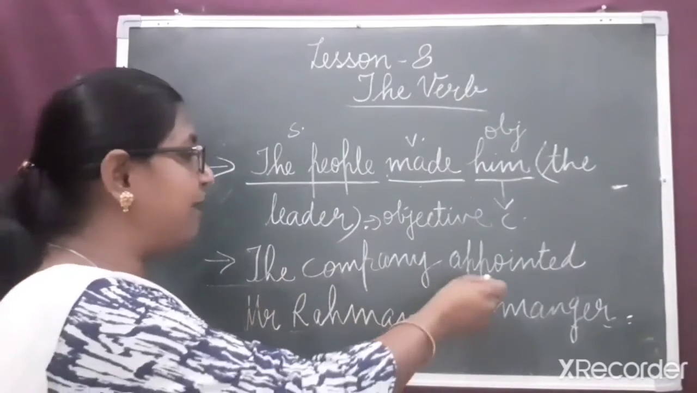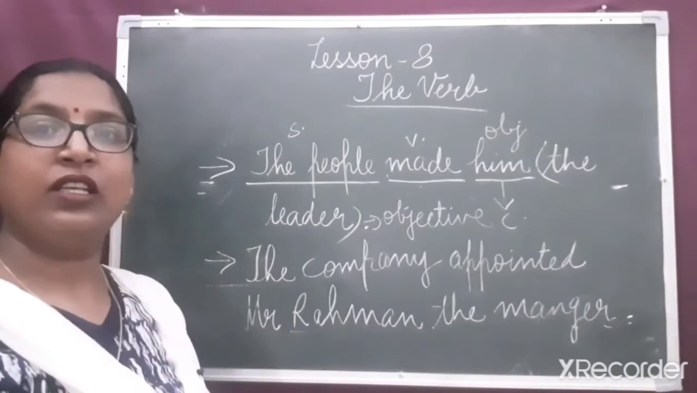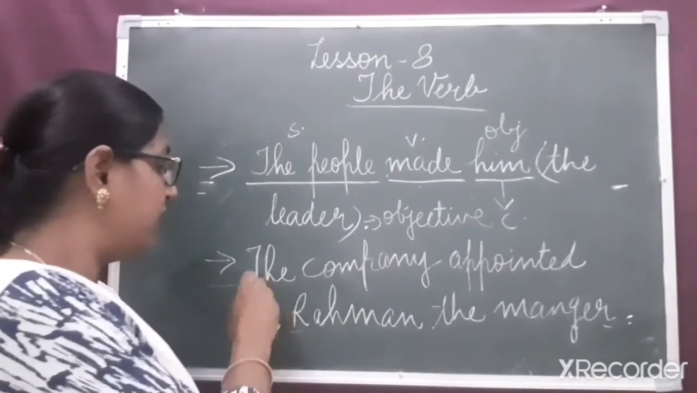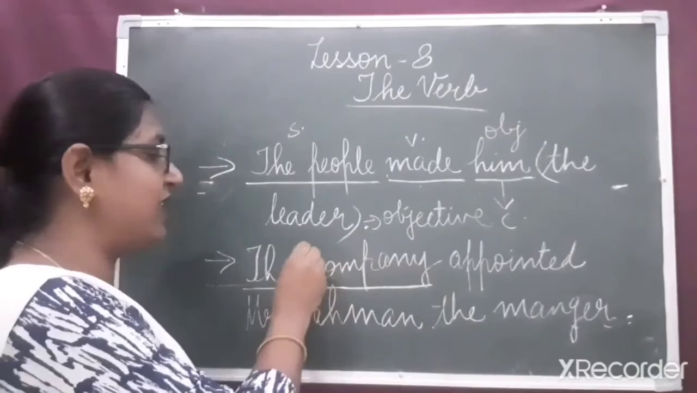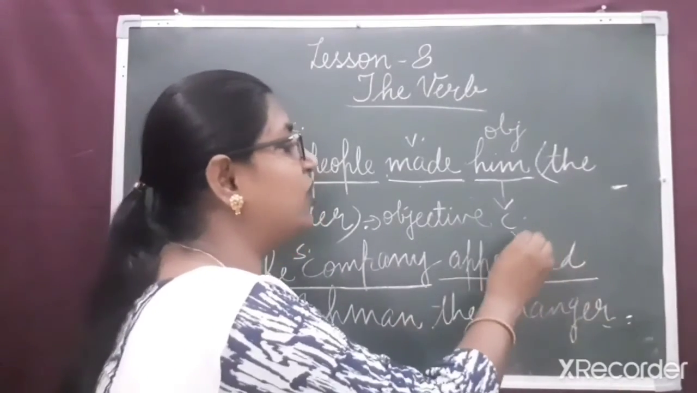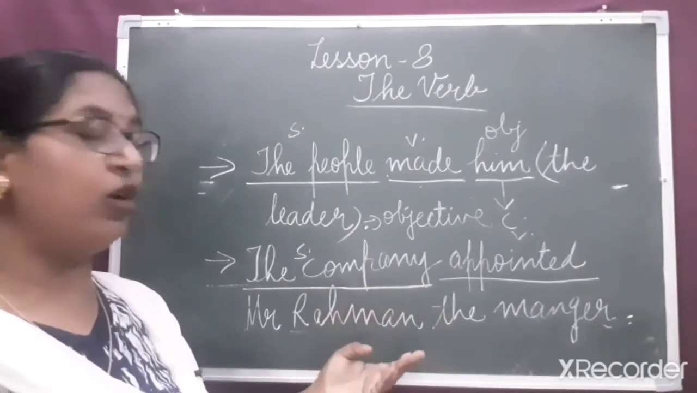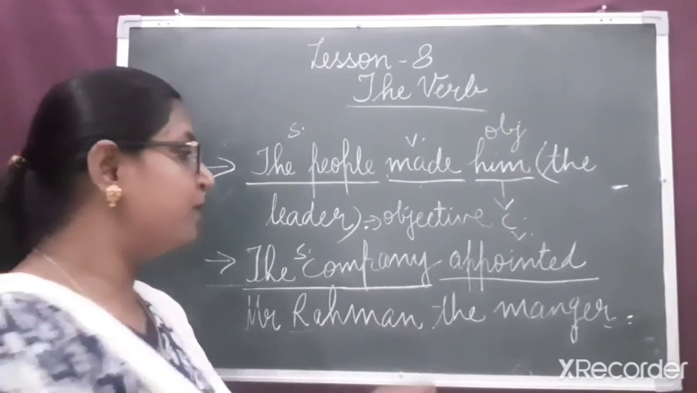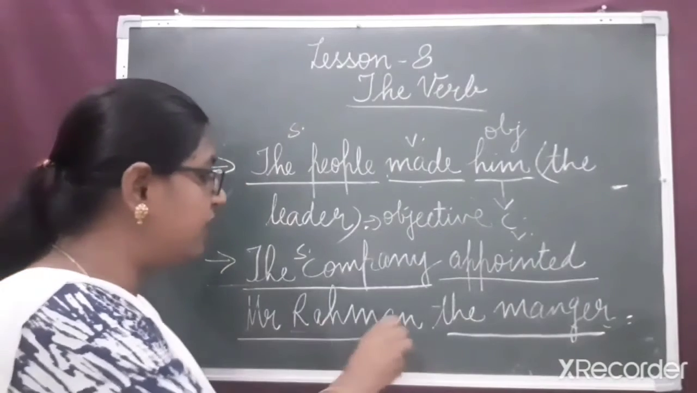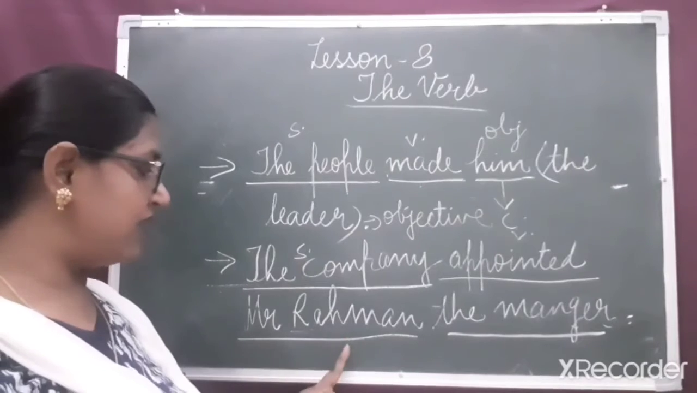The company appointed Mr. Rahman the manager. The company is the subject in this sentence. Appointed is the verb in this sentence. The company appointed what or whom? We have to find out the answers. The company appointed what? The manager. The company appointed whom? Mr. Rahman.